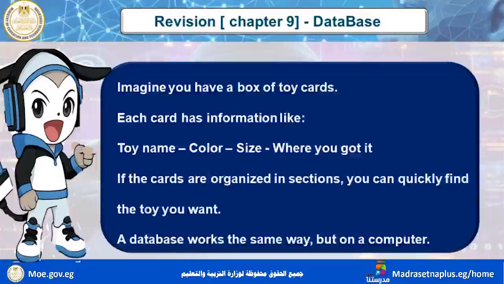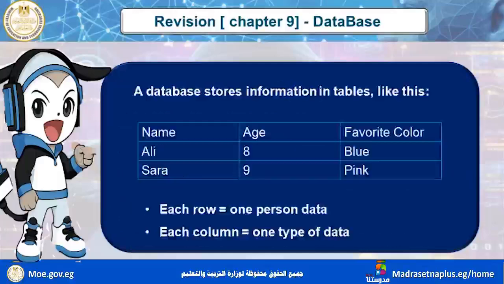Imagine that you have a box of toys cards. Each card has information like toy name, color, size, and where you got it. If the cards are organized in sections, you can quickly find the toy you want. So a database here works the same way, but on computer. So database stores information in tables like this.